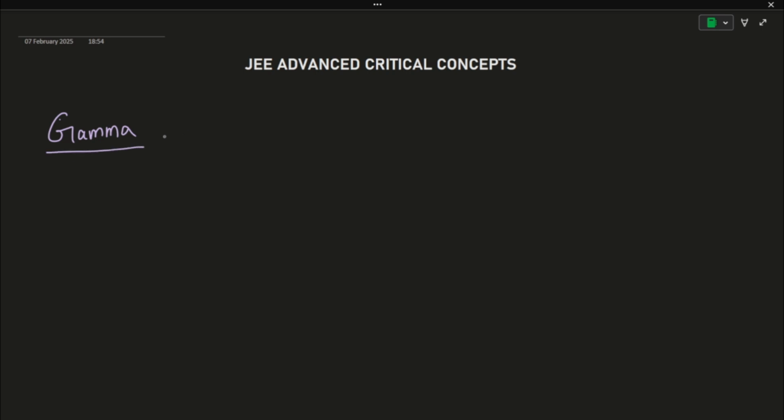So what is a gamma function? First of all, it is denoted by the symbol like this. This is the gamma symbol, actually the capital gamma symbol. And you know the small gamma looks like this, correct? These are both Greek letters.